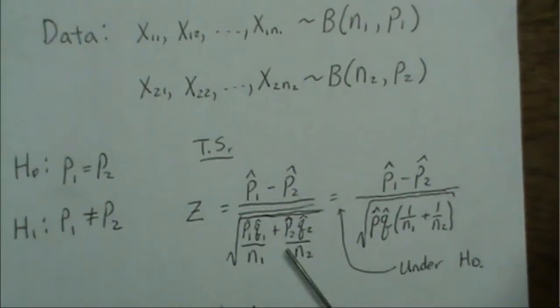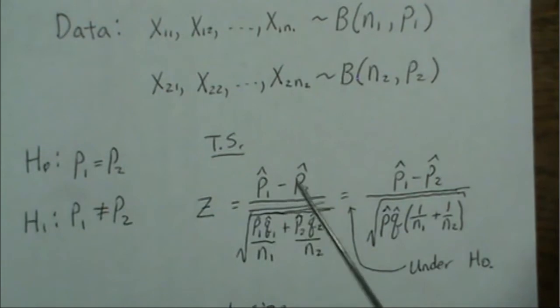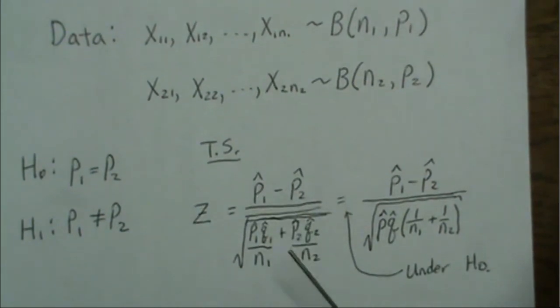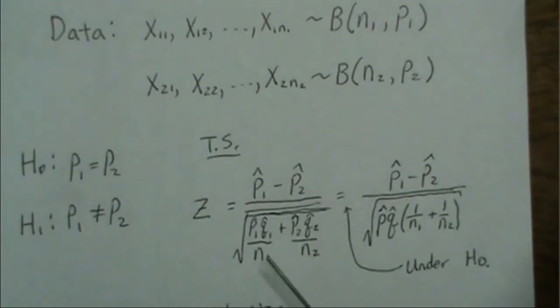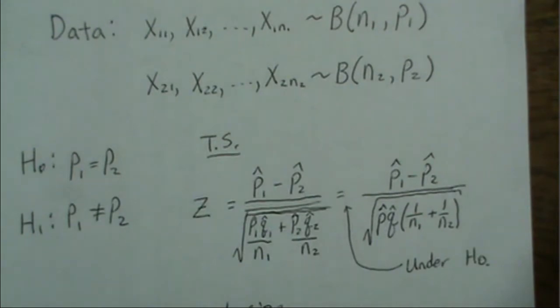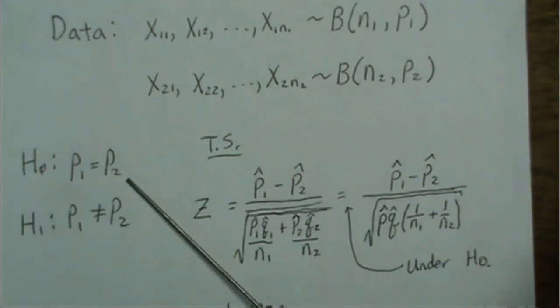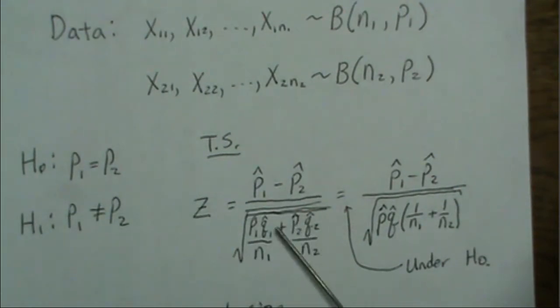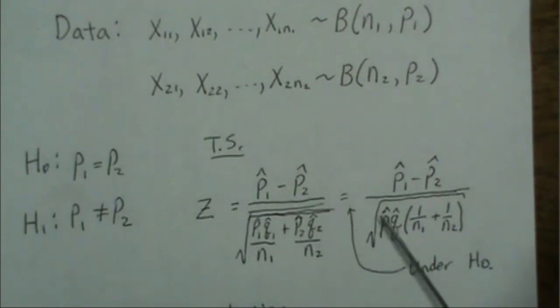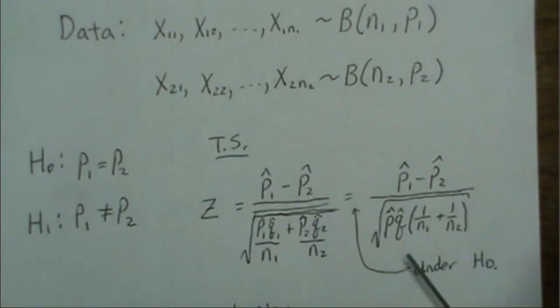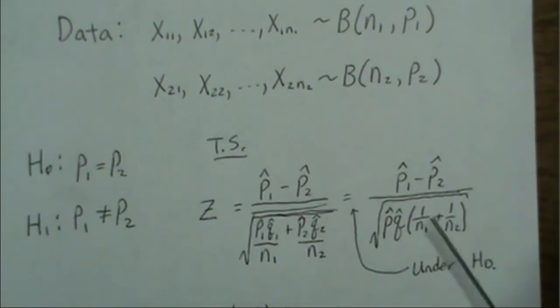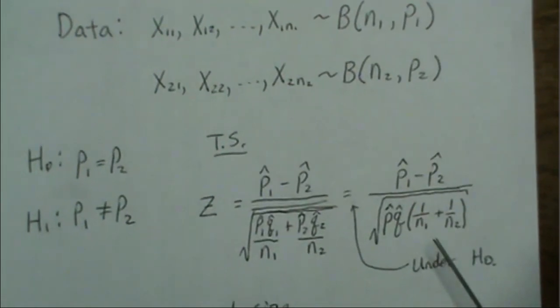Our test statistic is this: the difference of our P1, P2 estimates divided by a standard error. Under the null hypothesis that the population proportions are equal, they will be the same, and we can pull it out of the sum. And so this is the test statistic under the null.